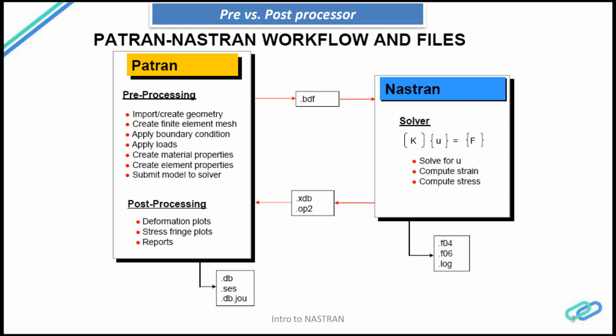So there are various different files which form the output. The F06 file is the primary file for all the results, forces, displacements, and those kinds of values. It also generates either one of these two files, which is XDB or OP2, the binary file that is important for post processing, which is generating the color plots, stress contour plots, displacement plots, etc.